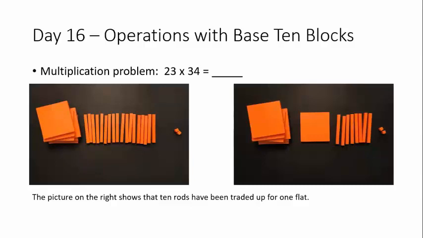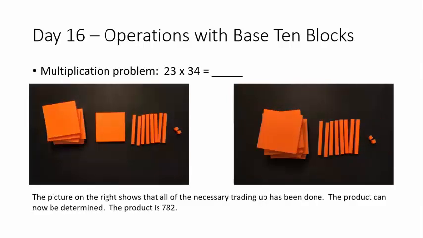And now I'm going to trade up again. 10 rods will be traded up for 1 flat. You can see that the trade has been made in the picture on the right. After all trades have been completed, the product is evident. There are 7 flats, 8 rods, and 2 units. The product is 782.